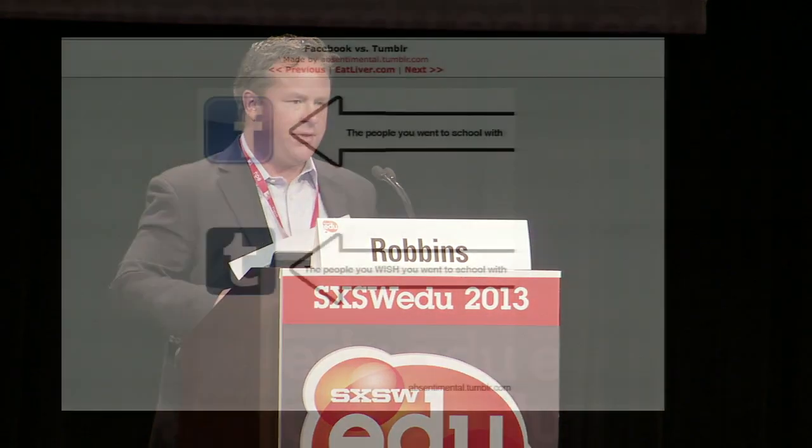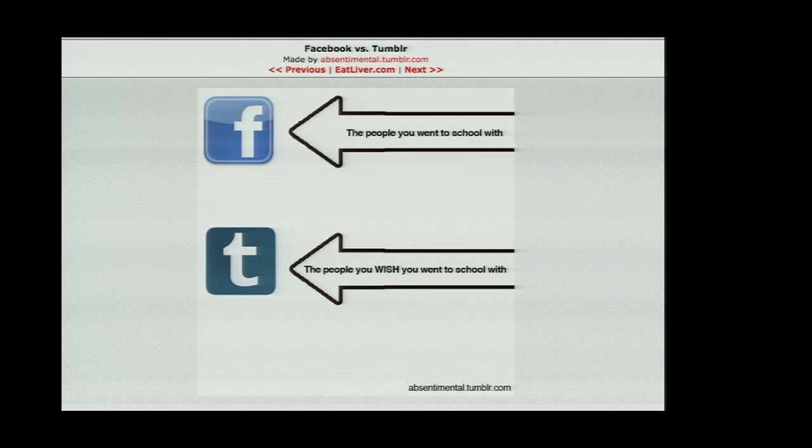So MacArthur did this. I love this slide. So if you can't read it at the top, Facebook is the people you went to school with. Twitter is the people you wish you went to school with.